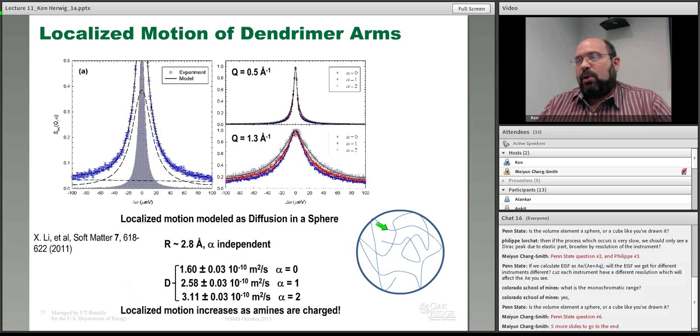One might be crowding of the arms themselves as you go from a dense core to a dense shell. The other is the nature of the water that's associated with those now charged amine arms. And you can see one paper on that, again, published in Soft Matter.